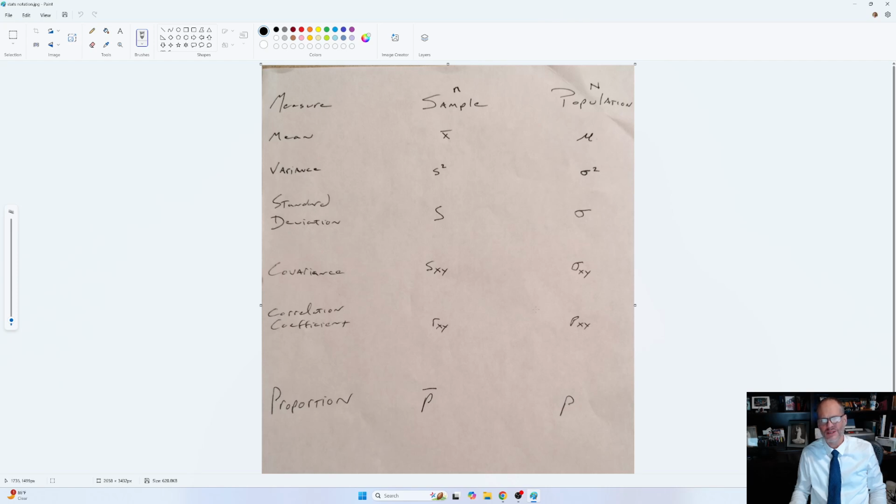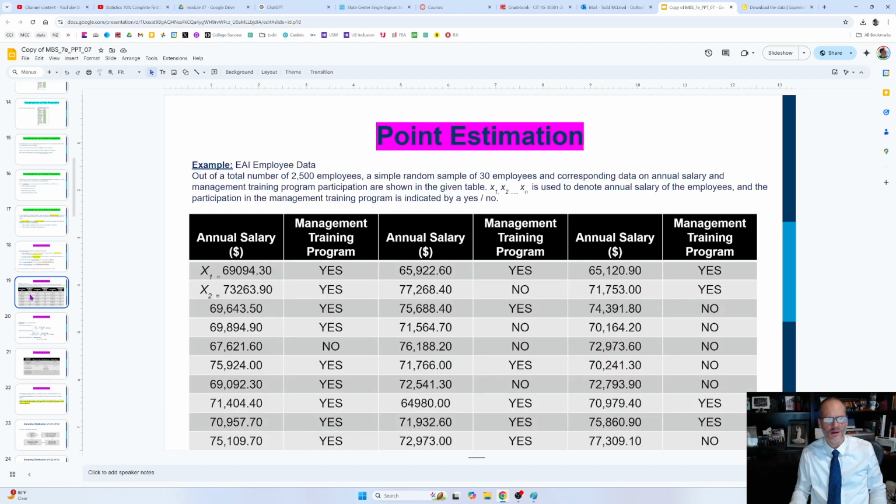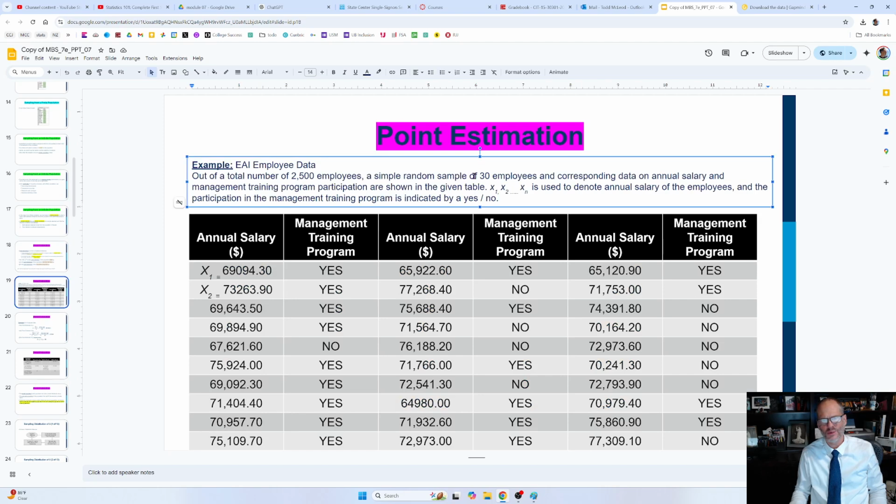For the different metrics here of the population, different statistics of the population. So that's point estimation, stuff we already know. Here's an example. 2,500 employees. We do a simple random sample of 30 employees, and corresponding data on annual salary and management training. So this is out of 2,500 employees, sample 30 employees randomly. And this is their annual salary, and this is whether or not they've taken the management training program.